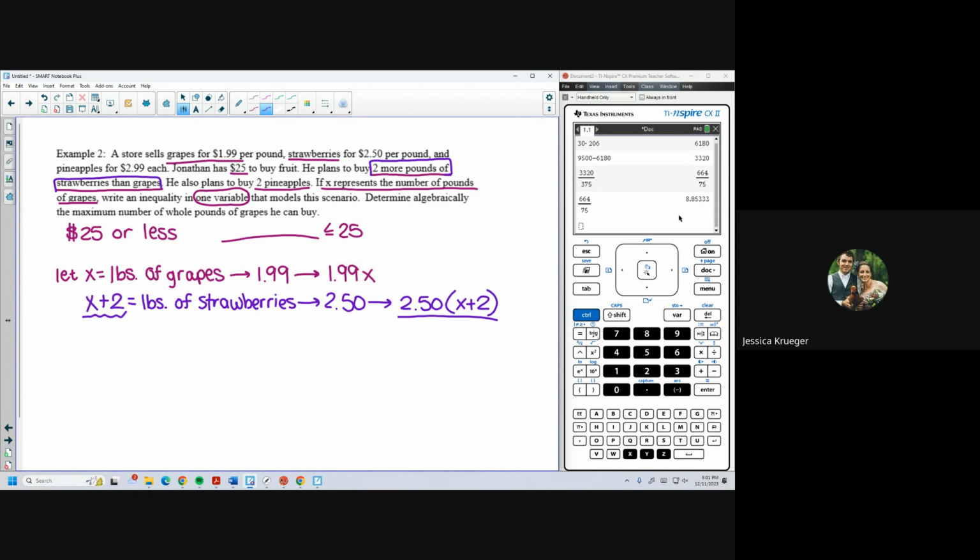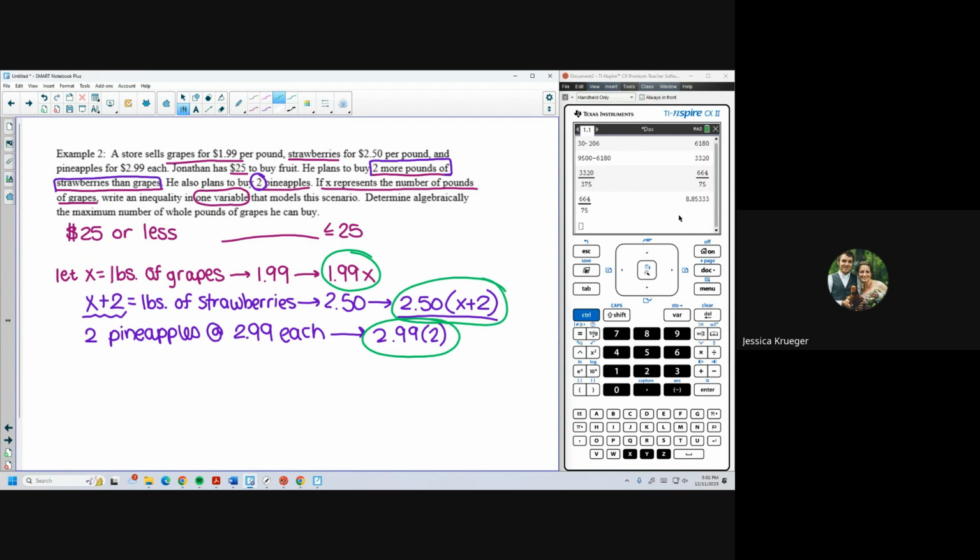The last thing we have is pineapples. I don't need a variable for that because I know he buys 2 pineapples. And they're, what are they? $2.99 each. So that would be $2.99 times 2. So now if I wanted to know the total amount of money he would spend, this is the amount he spends on grapes, strawberries, and pineapples. So I need to add those up.